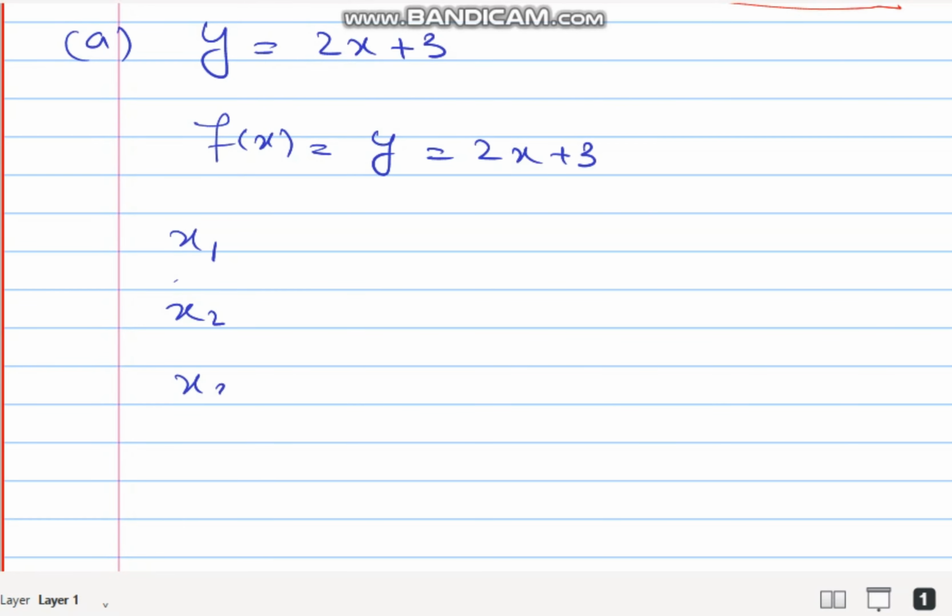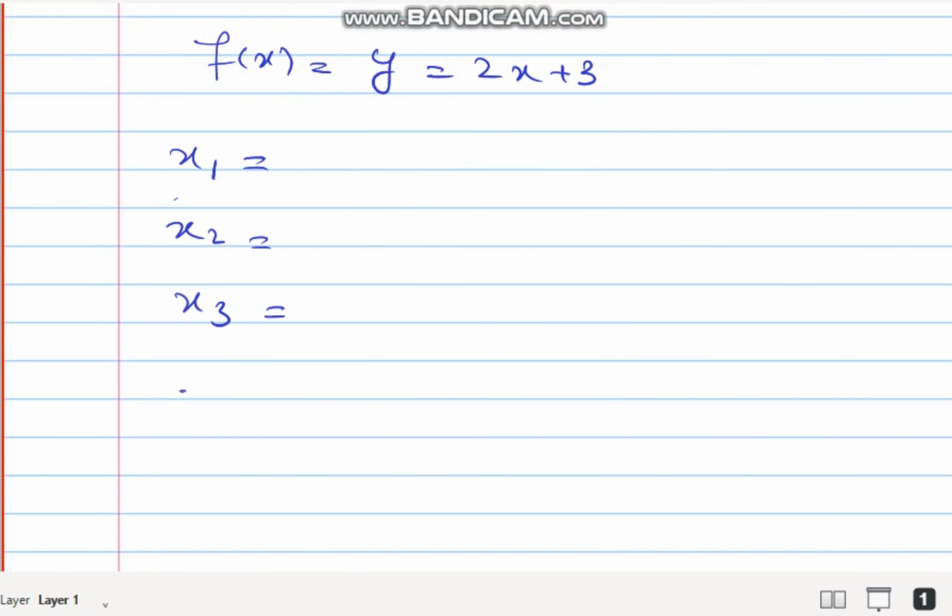So x1, x2, x3... please, dear student, tell me which point I should assume. To graph a function, I always recommend taking 5 points, or 4 points, or 6 points. Now tell me, what is x1? It will be our choice to take any point to graph the function. So what will be x1? Tell me yourself.